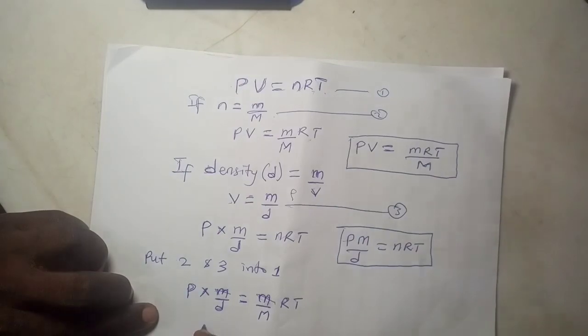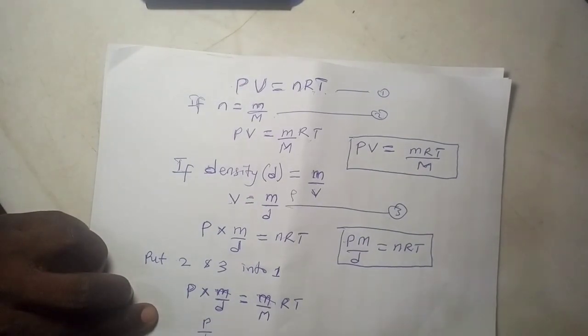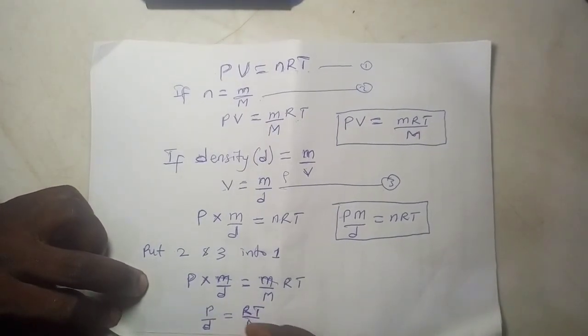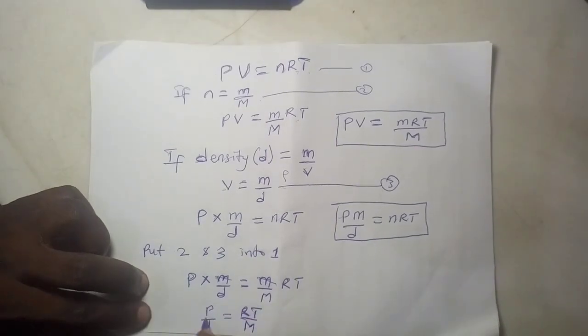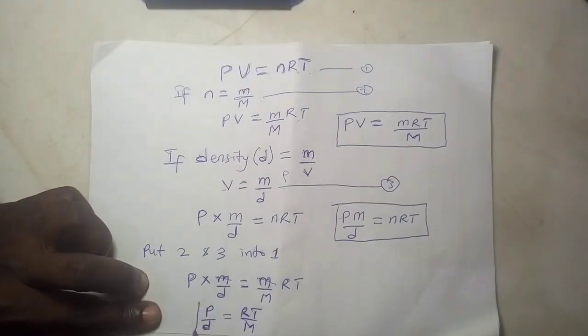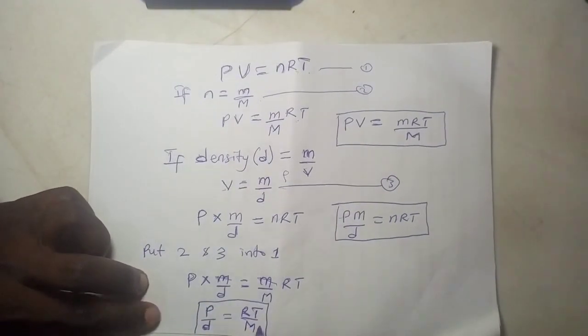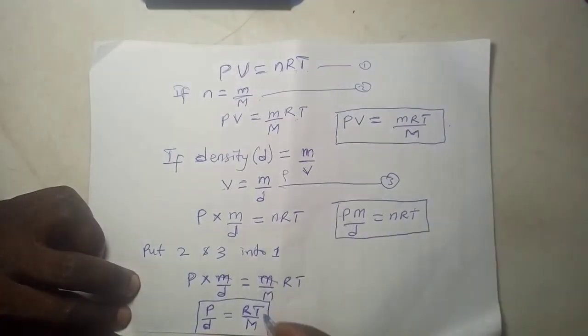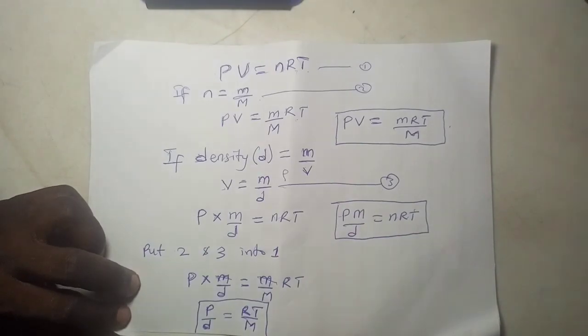In this case, you are left with P over D is equal to what? RT over M. Okay, so here now you may be required to calculate density. You may be required to calculate the molecular mass. So this is another formula. You may be required to calculate any parameter here. You see, this is one formula. This is another formula. This is another formula. You can generate another formula.